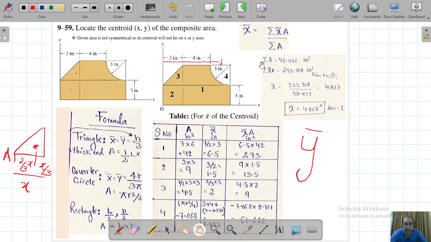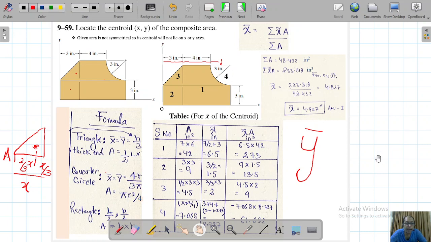And you add all those areas. You add 42, you add 9, you add 4.5, but you subtract 7.068. So you will get an area of 48.432 inch square. And remember, this x tilde into A, area is inch square and x tilde is a length dimension in inch, so inch square into inch will give you inch cube. So the centroidal coordinate is 233.818, calculated from the summation of x tilde into A, divided by the summation of all the areas, 48.432. You will get the x bar coordinate of this composite area as 4.827 inch.